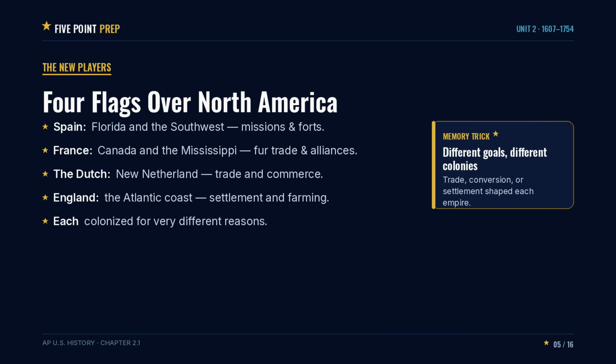So who's competing? Picture 4 flags over North America. Spain holding Florida and pushing into the southwest, focused on missions and forts. France claimed Canada and the Mississippi Valley, built around the fur trade and close alliances with native peoples. Few French settlers, lots of trade. The Dutch established New Netherland, centred on commerce and the fur trade. And England settled the Atlantic coast, focused on permanent settlement and farming, bringing whole families. Each empire colonized for different reasons, and that's why their colonies looked so different. That comparison is Topic 2.2.